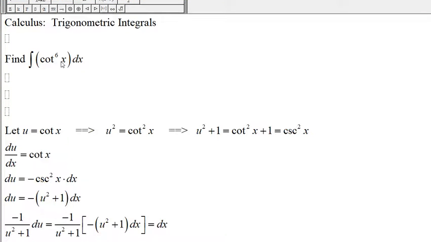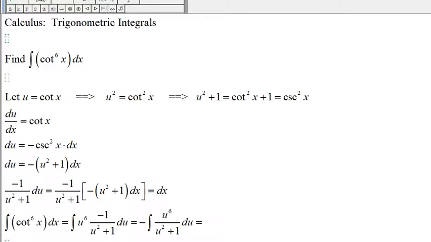Here we have the integral of cotangent to the 6 of x. Let u be cotangent of x, and then square both sides. We get u squared is equal to cotangent squared of x. Add 1, we get u squared plus 1 is equal to cotangent squared of x plus 1. From trigonometric identities, cotangent squared of x plus 1 is cosecant squared of x.